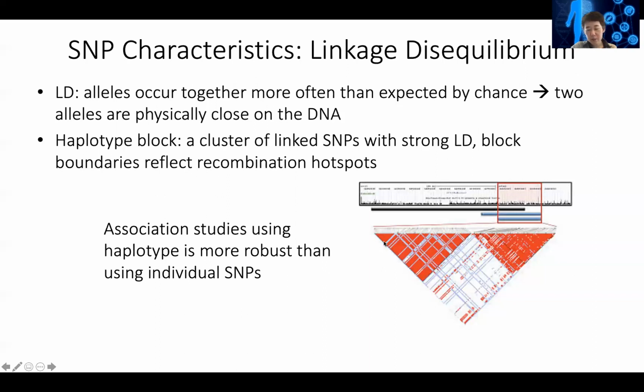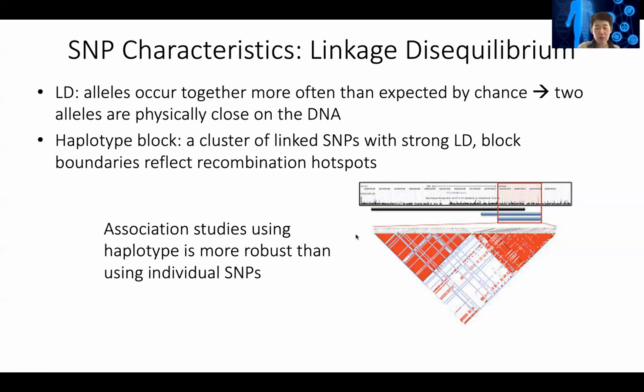Because a lot of the SNPs within the same haplotype blocks are linked to each other, we'll show you later on association studies for looking at whether a particular SNP is associated with the disease. If you use every individual SNP to do the association, there are too many SNPs to do the test, and you usually have to use a very stringent p-value criteria to give you hits with a confident enough false discovery rate.